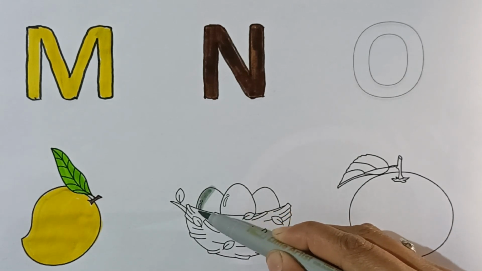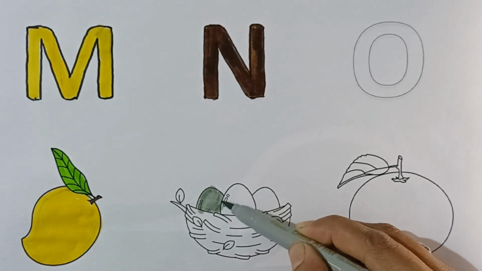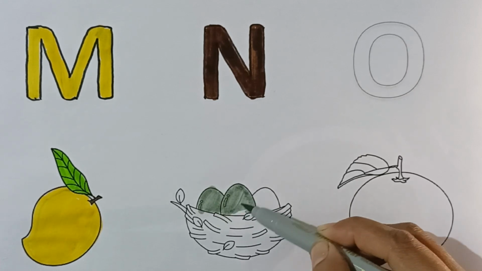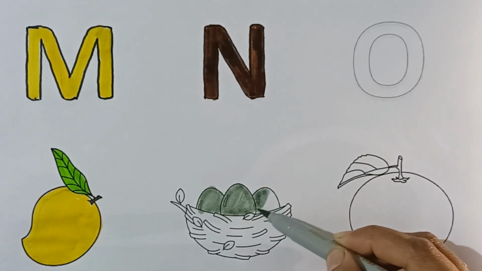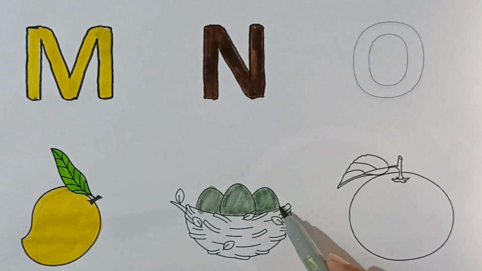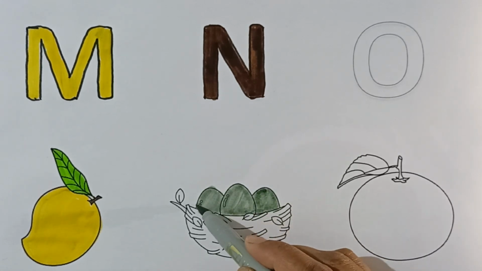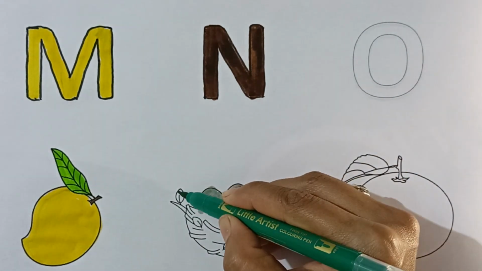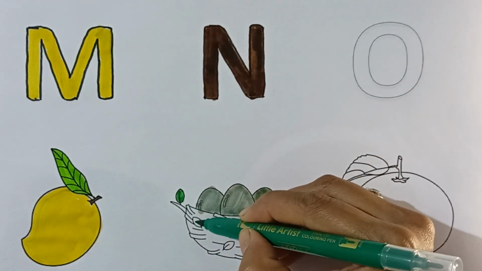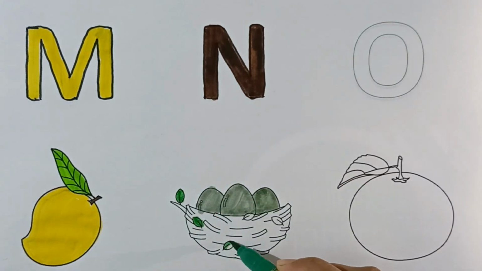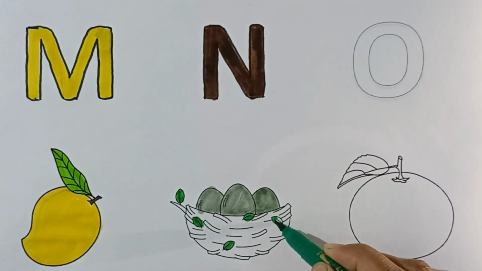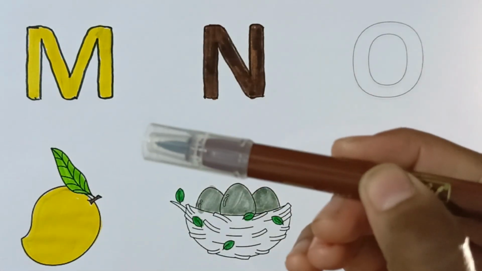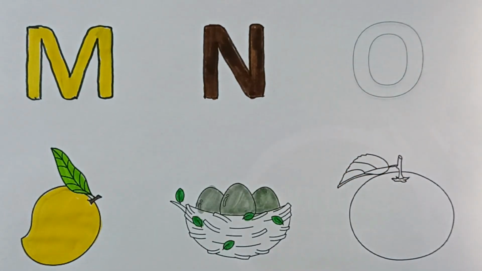N for nest. This is a green color. Let's fill the leaf. N for nest. This is a brown color.